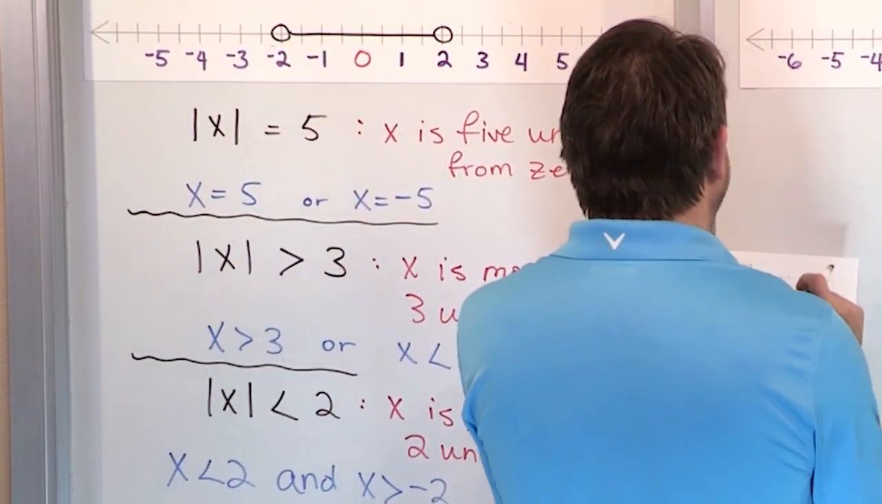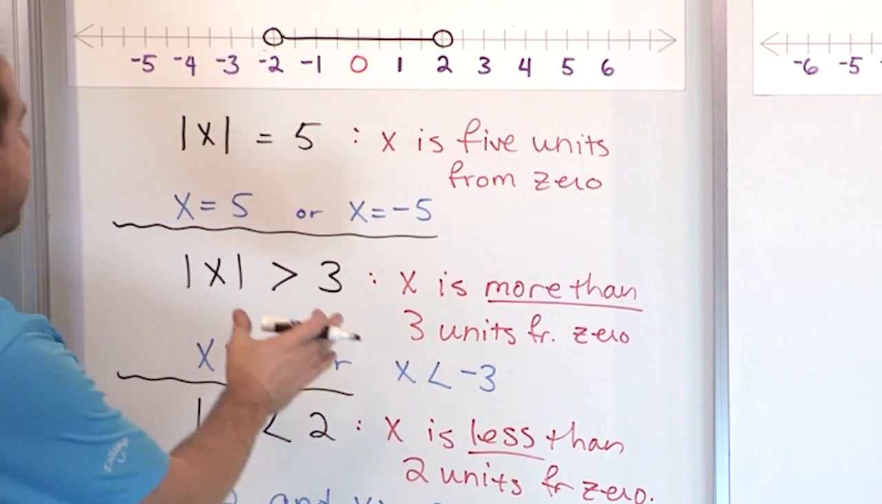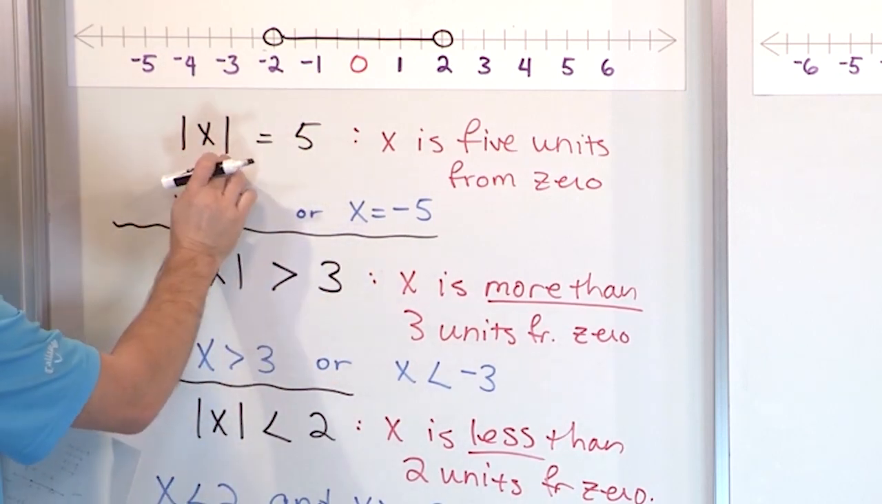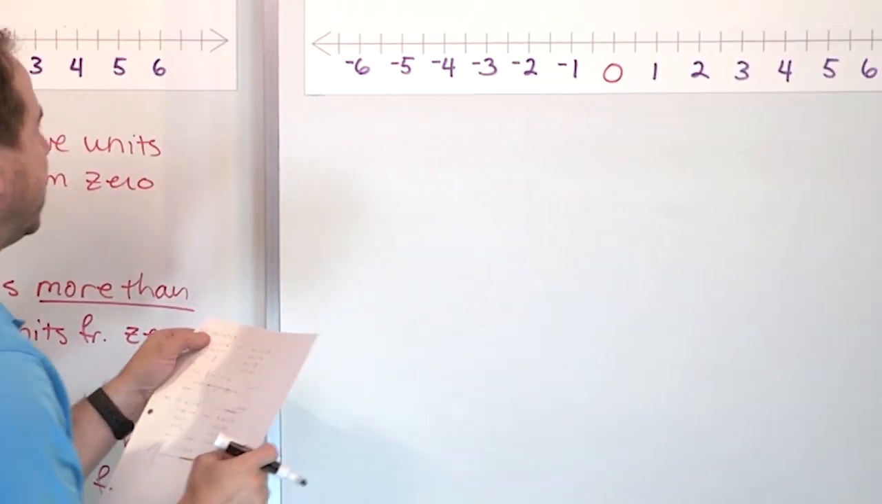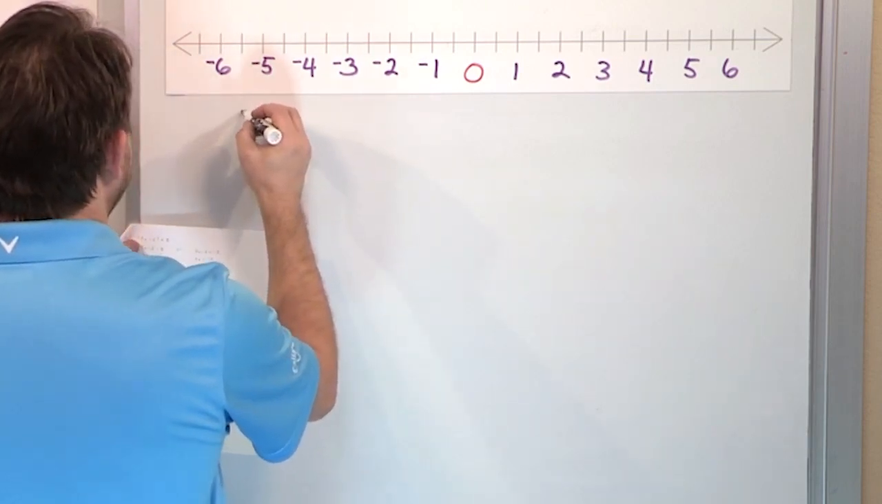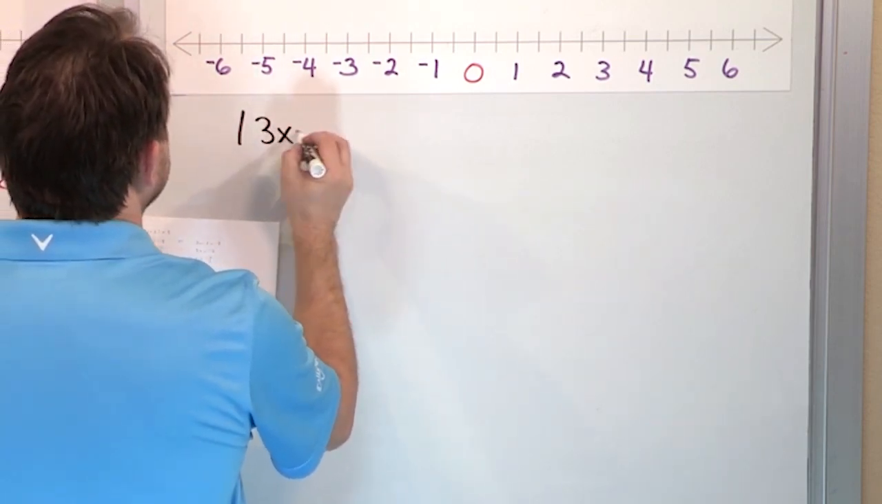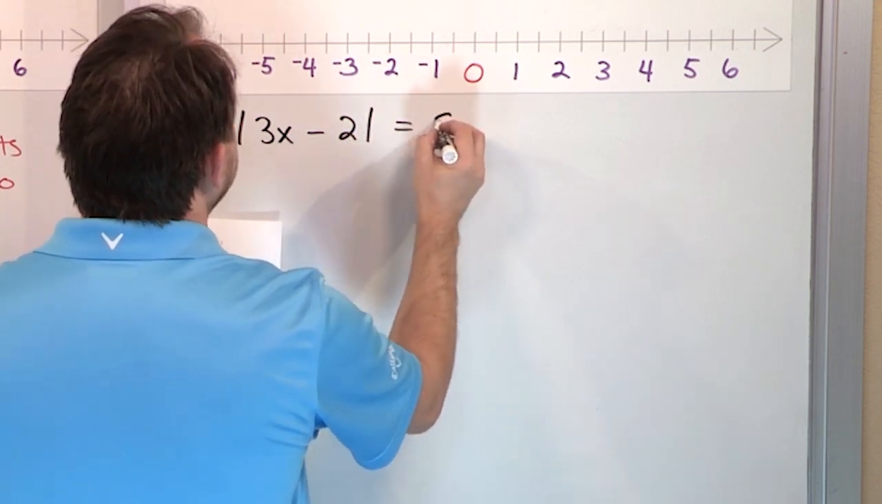So probably the easiest one we can do will look similar to this one, right? Where we had an absolute value of something equal to a number. So let's do one like that really quickly and see what we get. Absolute value of 3x minus 2 equals 8.